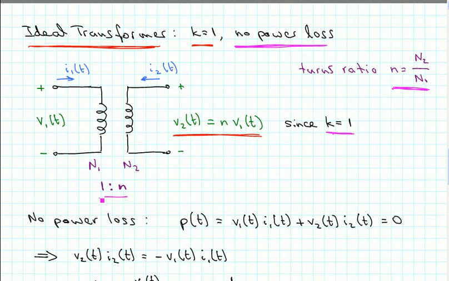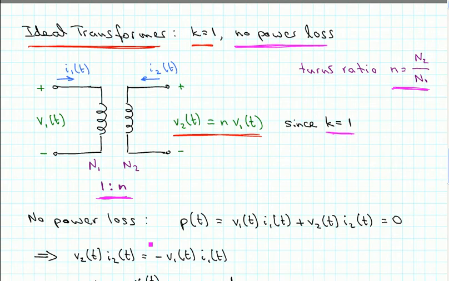And in the schematic, this is usually shown in the form of 1 colon n, and that just means that we have this ratio n of turns compared to 1 turn on the primary side. So the n is on the secondary side, the 1 is on the primary side.